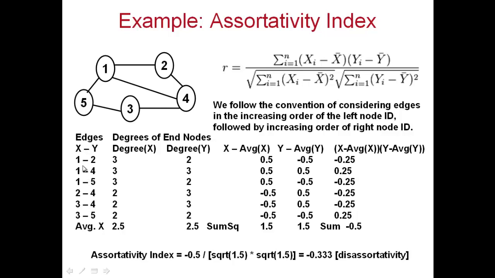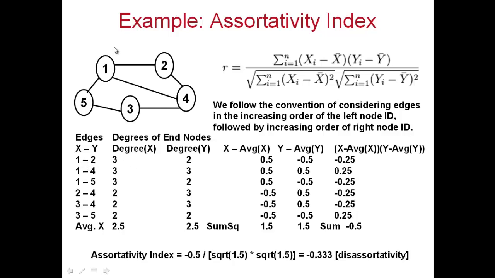So once you write down the edges in this order, you represent a set called X for the first end vertices of those edges. So these vertices are said to be part of the set X, and these vertices are said to be part of the set Y. So basically then you write down the degrees of the end vertices in the set X and set Y.